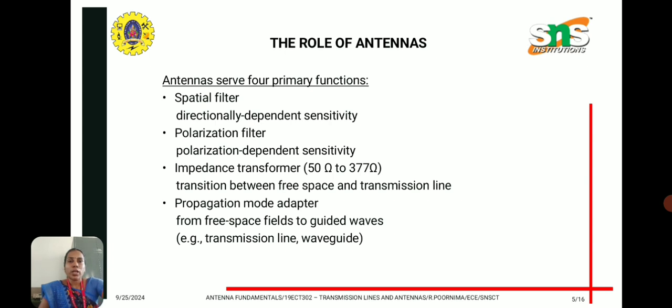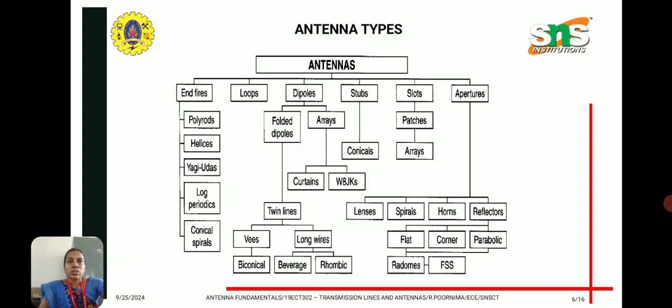The role of antennas: an antenna serves four primary functions: spatial filter, polarization filter, impedance transformer, and propagation mode adapter. Now the types of antennas. We have many types of antennas, among which the end-fire antennas, loop antennas, dipole antennas, slot antennas, and aperture antennas are the most used.